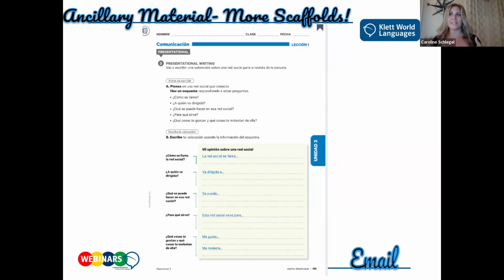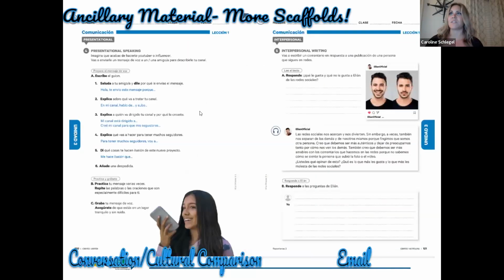So what is the social network, right? Who is this directed to? So they're having to break down and evaluate the presentational writing piece here, which is really great. They're looking at the questions and responding to them. There are more scaffolds here, the cultural comparison, right? Presentational speaking. If we're just practicing, this one isn't necessarily directed towards the cultural comparison, or the conversation, but rather just the practice of speaking and recording and being oral in the classroom, right?